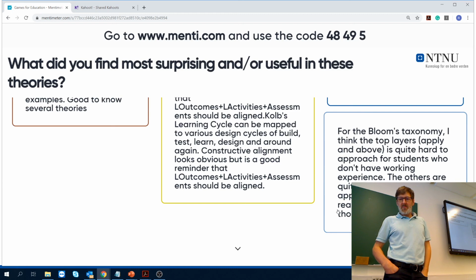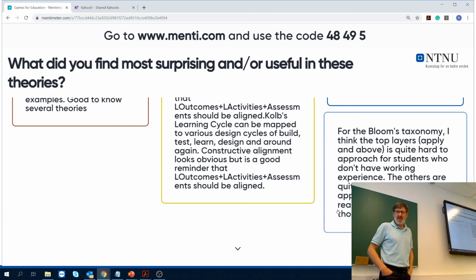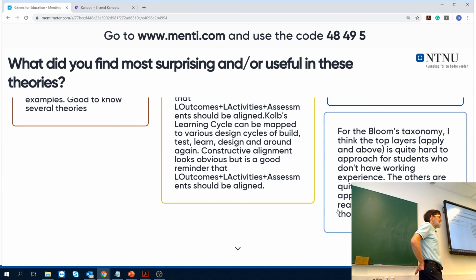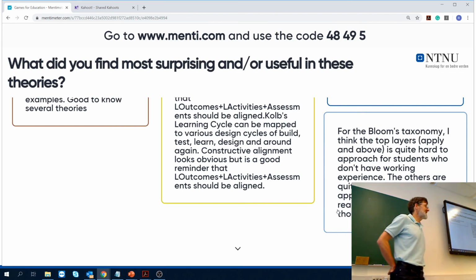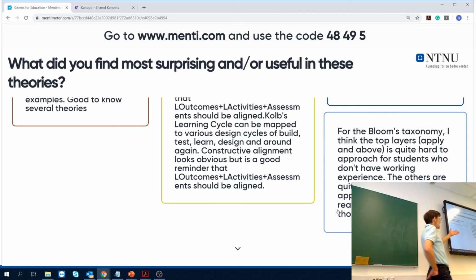Bloom's taxonomy, I think the top layers apply and above is quite hard to approach for students who don't have working experience. The others are quite similar to my learning. Yes, that is absolutely a point, but that working experience, ideally, you should get some of that during your studies. If as a programmer the objective is that you are to become good at creating new programs, obviously you could experience that out in industry, but we would like to give you projects and experiences within the studies that would allow you to get that practical experience as well.